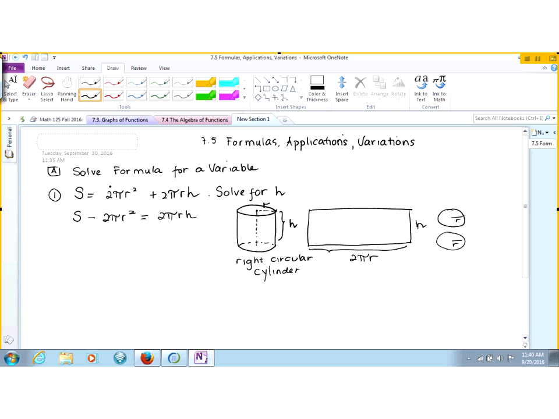Why is this 2 pi r squared? There are two circles, one on top, one on the bottom. And then this is this part. Yeah, the length times width. Okay, but this is the base, the two bases. Okay, so far? Now, how do I solve for h? Divide both sides by 2 pi r. Yes, then you are done. So h is equal to S minus 2 pi r squared all over 2 pi r. We finish.